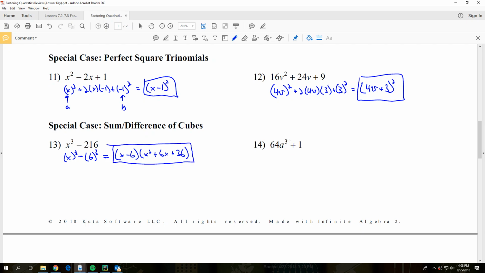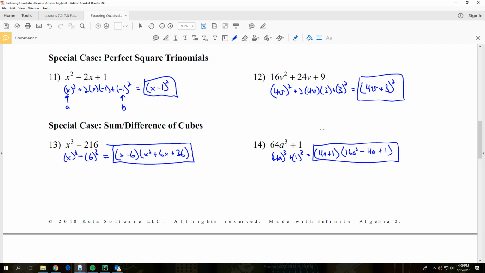Okay, and then the last one here, 64, that is 4 cubed. So this could be rewritten as 4a cubed plus 1 cubed. 1 is also a perfect cube. And so this is a sum of cubes. And so this becomes 4a plus 1. And then you have to square 4a, so that would be 16a squared, and then the opposite sign, and then a times b, which is just 4a times 1, so 4a, plus b squared, which is 1 squared, which is just 1.